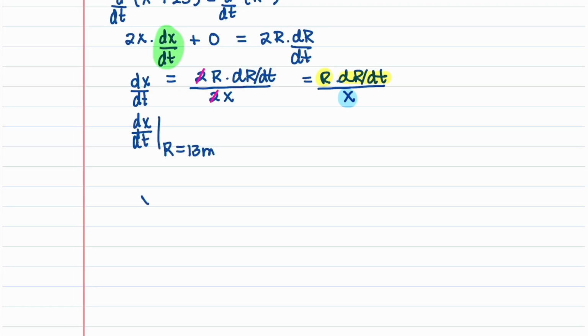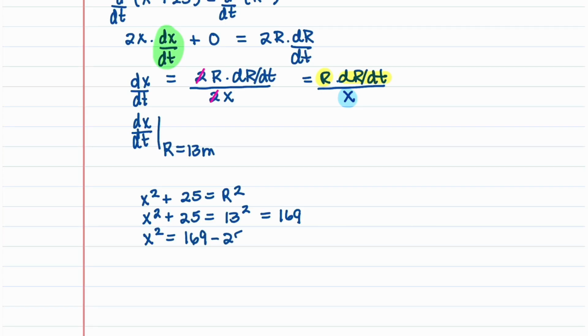Let's go ahead and do that down here. I'm going to write down that x squared plus 25 is equal to r squared. Let's substitute in that r is 13. So we have x squared plus 25 is 13 squared. And we know 13 squared is 169. So x squared is 169 minus 25, and that is 144. And so x is equal to 12. And we'll go ahead and put a unit there. It is in terms of meters.